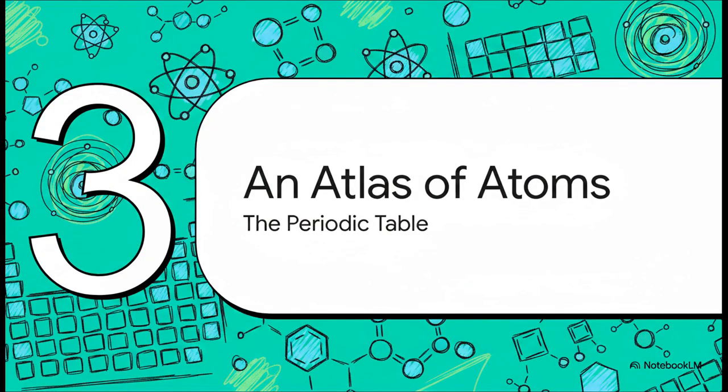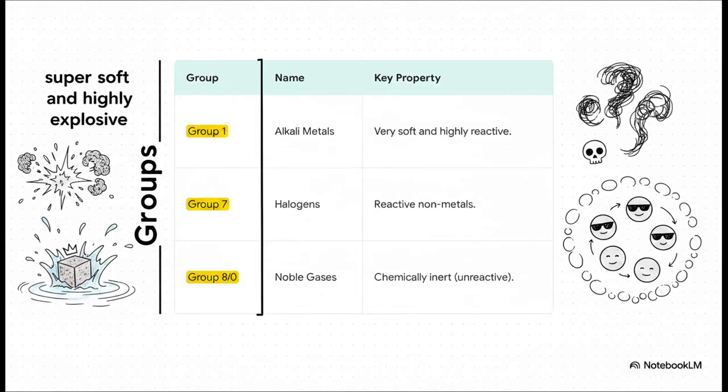Okay, so we've got all of these different elements, each with its own unique atomic number. There has to be a way to keep them all organized, right? Well, there is, and it's probably the most famous chart in all of science, the periodic table. It's like a master atlas for every atom in the universe. Let's just do a quick little tour.